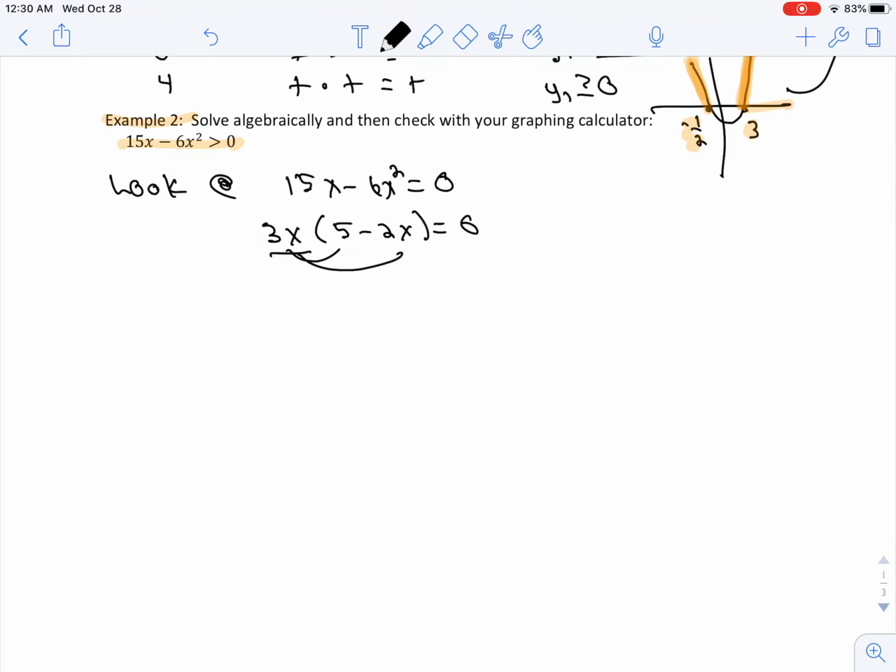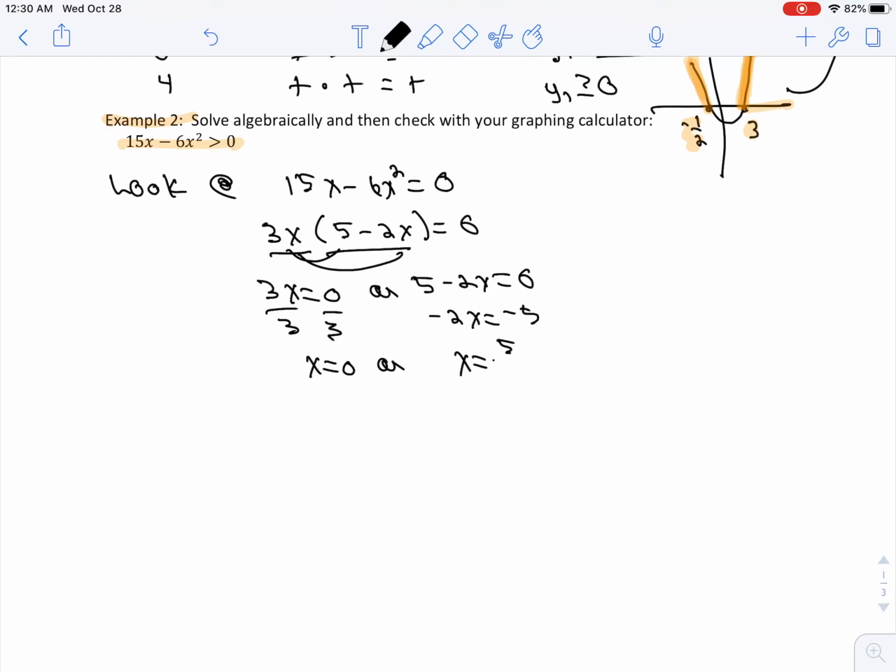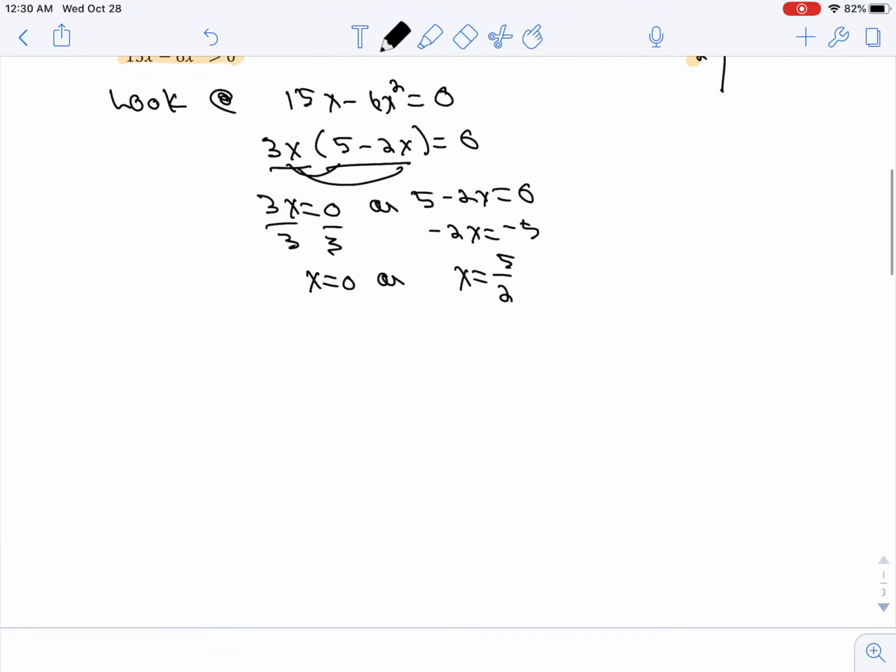So now that means that either 3x is equal to 0 or 5 minus 2x is equal to 0. If I divide both sides by 3, that means x is equal to 0, or negative 2x is equal to negative 5, so x is equal to 5 halves. Just like we did before, we're going to make a sign chart. Down here we'll put our x values of 0 and 5 halves, or 2.5.